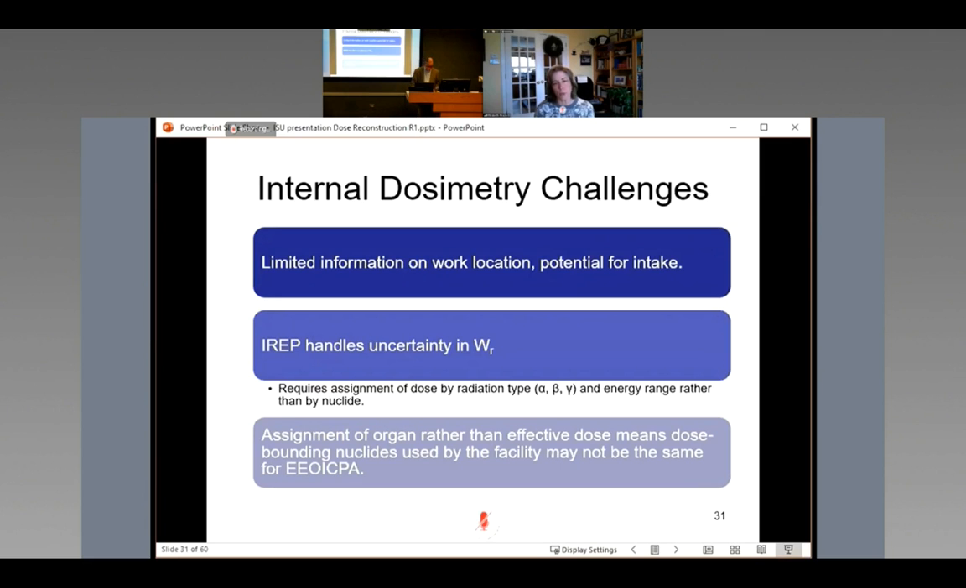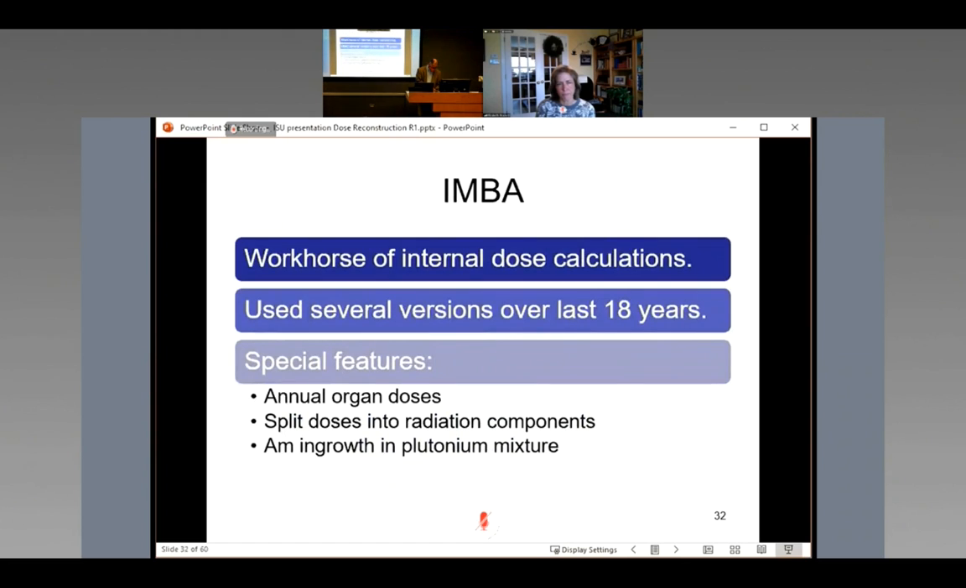So the assignment of organ doses rather than effective dose means that the nuclides that may be bounding that were used by the facility to do their monitoring might not be what would be of interest to us. So we have to go and see what other nuclides might have been there to do the dose assessment. So IMBA is our primary tool for dose reconstruction. We've put it through the paces over the last 18 years. We've used many versions of it.